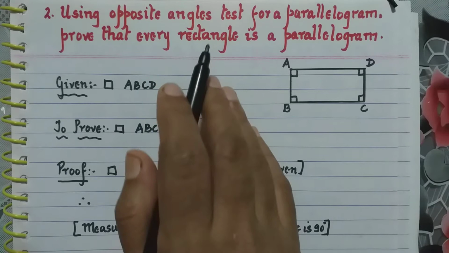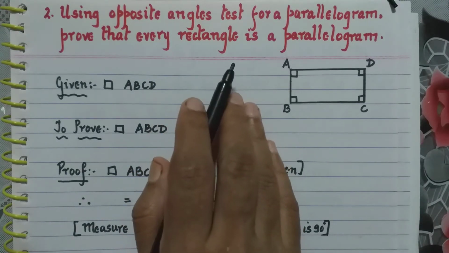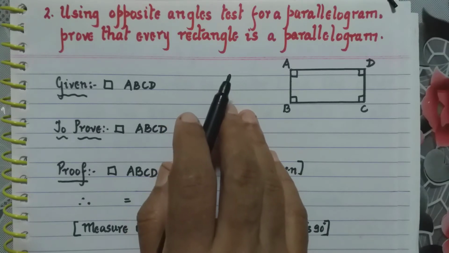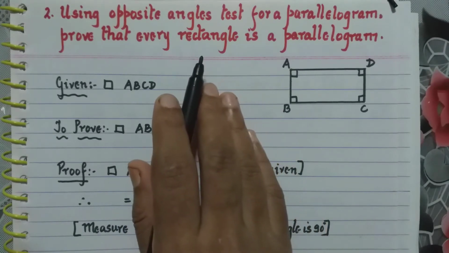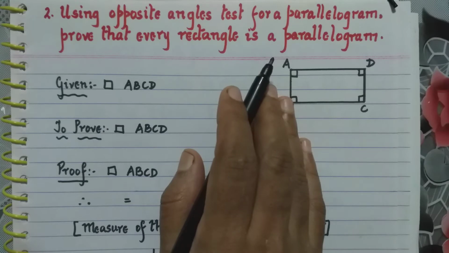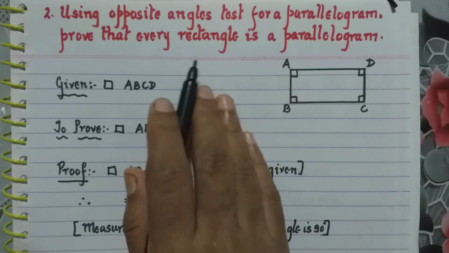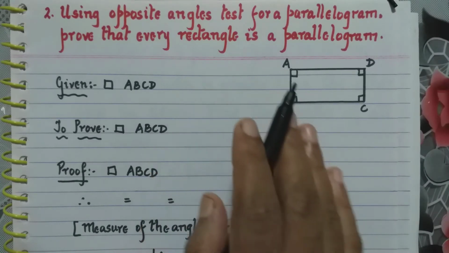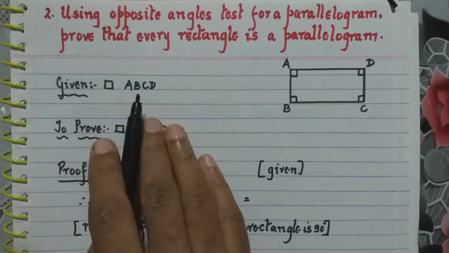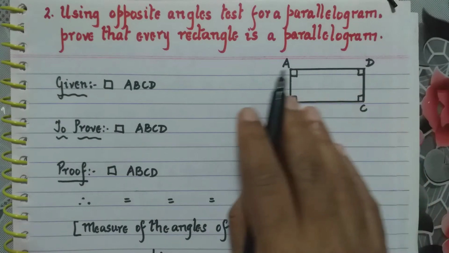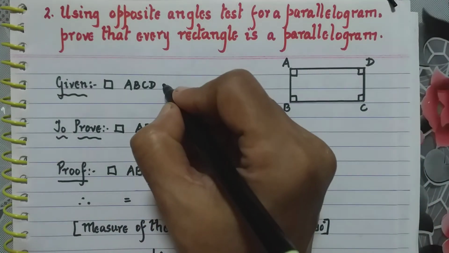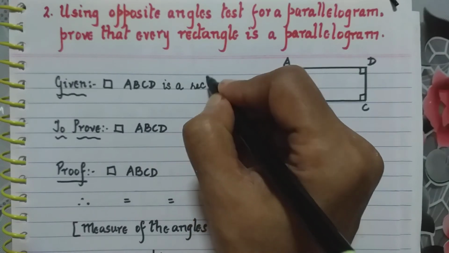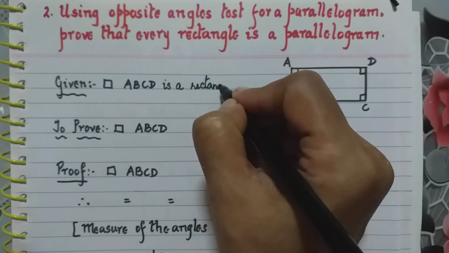We know that one of the tests of a parallelogram states that if the opposite angles in a quadrilateral are congruent, then that quadrilateral is a parallelogram. So, we will say that in a rectangle, the opposite angles are congruent, therefore it is a parallelogram. So, what is given? That quadrilateral ABCD is a rectangle. So, we'll write given quadrilateral ABCD is a rectangle.